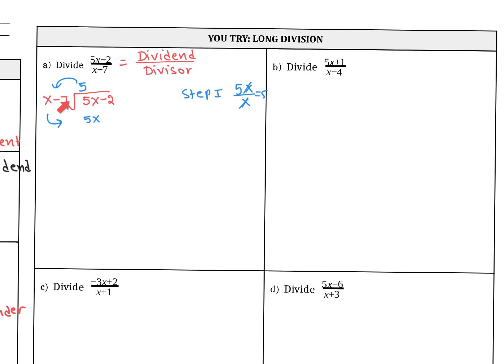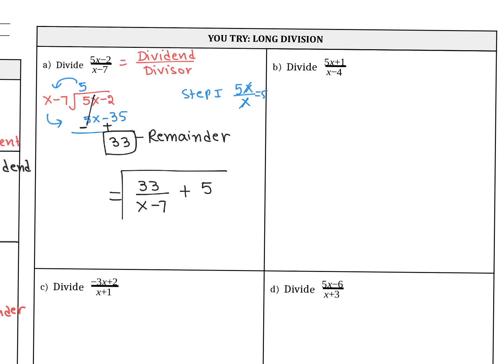5 times negative 7 would be negative 35. Change the sign. When you change the sign, you get positive 35 minus 2, and that's going to be 33. And this is going to be your remainder. So the answer is remainder over divisor plus quotient. That's what you get when you divide 5x minus 2 by x minus 7.